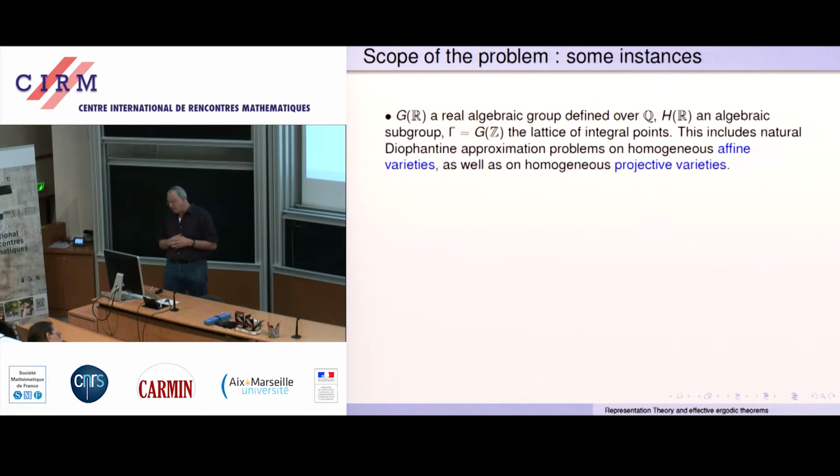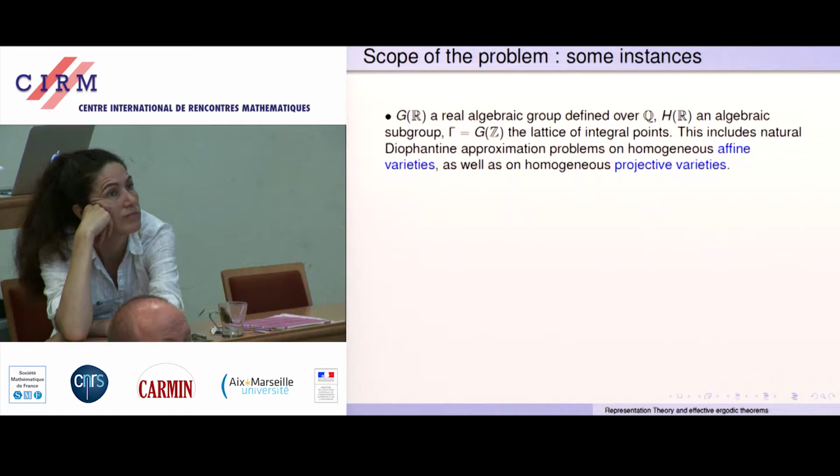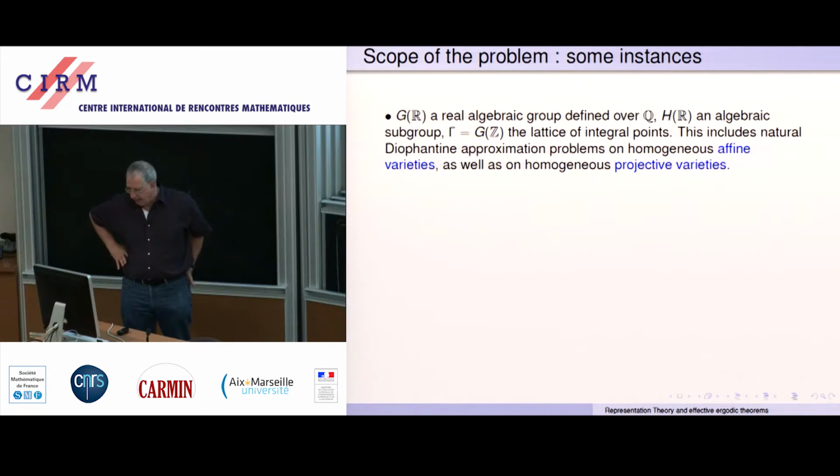But since I haven't given examples in this course almost at all, and I feel really very, very guilty about this, let us say a few things about the scope of this problem. So one possibility is to take G to be the real points of a real algebraic group defined over the rational field, and H_R to be an algebraic subgroup, and gamma to be the lattice of integral points.